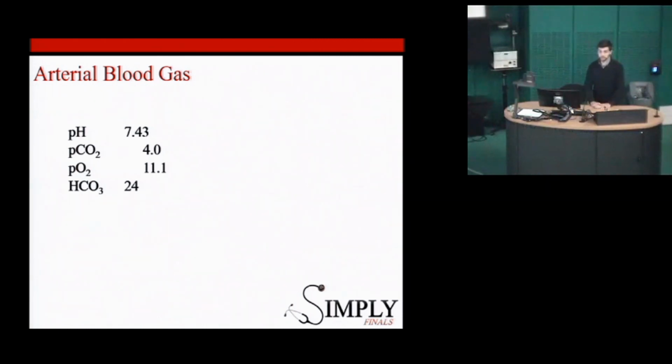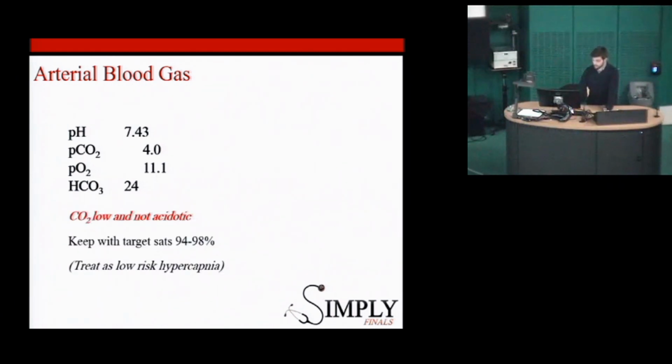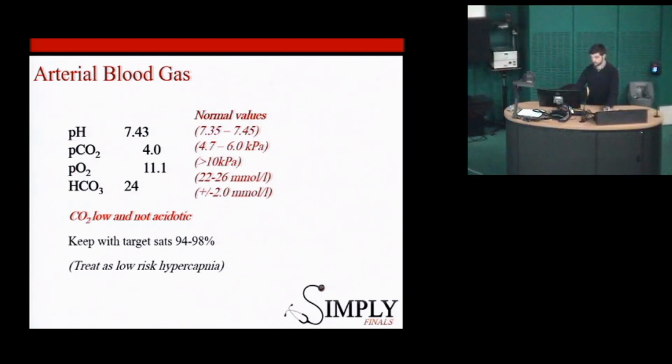So the CO2 is a bit low, yeah. So it's not fine, so be a bit more specific. The pH is normal. The CO2 is low. Why is the CO2 low? Yeah, so he's hyperventilating. And the bicarb is normal, which shows it's nothing long-term a problem here. So yeah, you can carry on. This patient is still at low risk of hypercapnia, so you can stay with the target SATs. And they're the normal values, which we'll come on to.